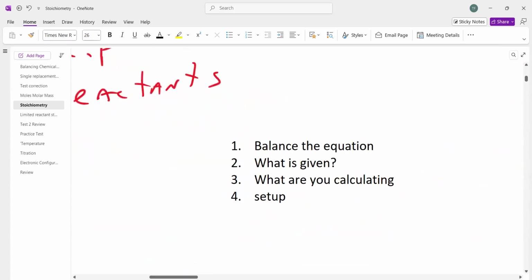And that goes right along with the 4 steps of solving a problem in here. Step number 1 is balance the equation. What's given? What are we trying to calculate? And then there's the setup. Okay?